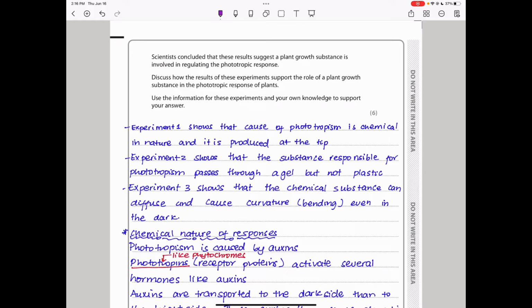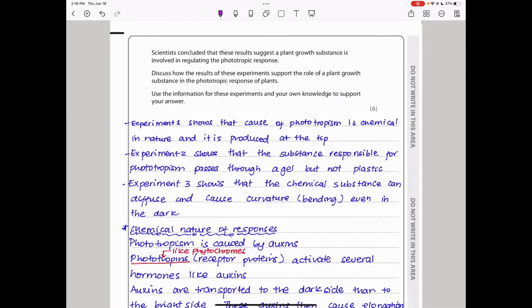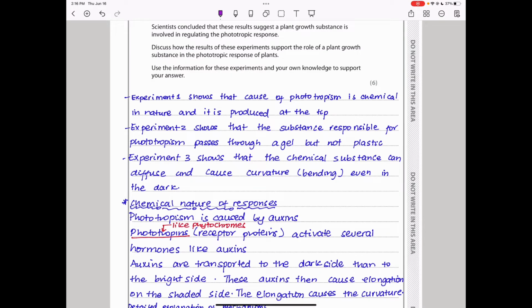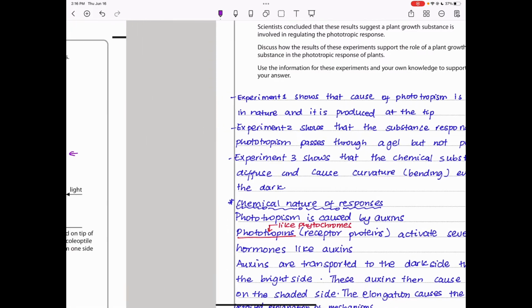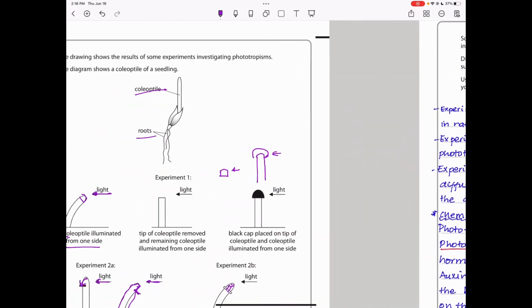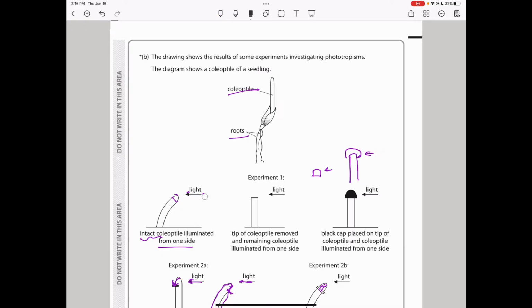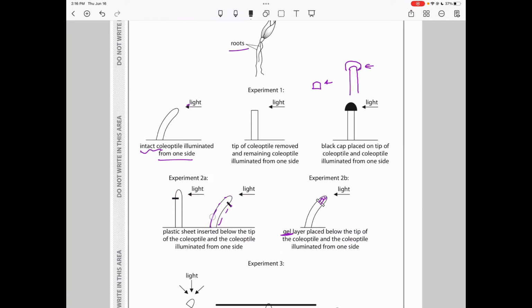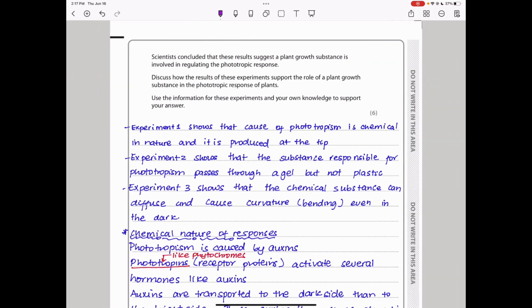Experiment 1, as you saw, shows that phototropism is chemical in nature, and it's produced at the tip. Because you saw when the tip is removed and light is illuminated, it does not bend. And then in experiment 2, we saw that the substance responsible for the phototropism passes through the gel, but not through the plastic. Again, I want to take you back slowly. We can see here, experiment 2, it does not pass through the plastic, but it passes through the gel, and that shows that it is permeable through the gel, and so that is why it caused the growth.